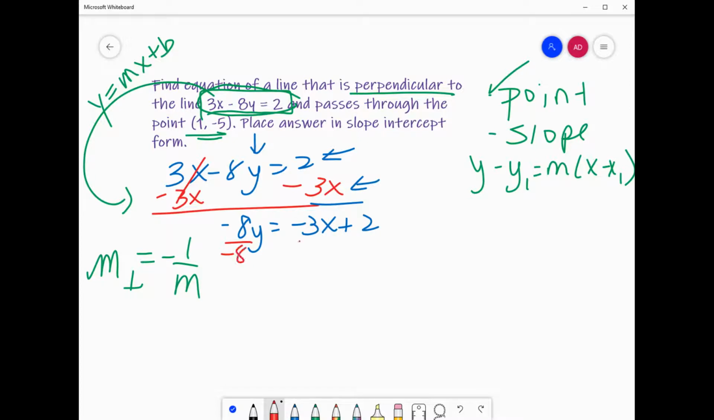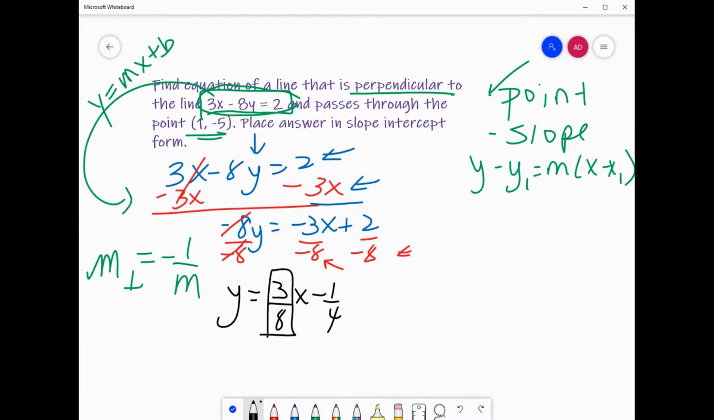And then I'm going to divide by negative 8. And remember, I hope your algebra teacher stresses this: you are dividing every term by negative 8. So that's going to give me y is equal to a positive 3/8 x minus 1/4. Now, the slope is 3/8 because remember the slope is the coefficient of the x. Well, we want the perpendicular one. So the perpendicular slope is going to be the opposite reciprocal of 3/8. So that becomes a negative 8/3. Remember, I took the change in sign and I flipped it.